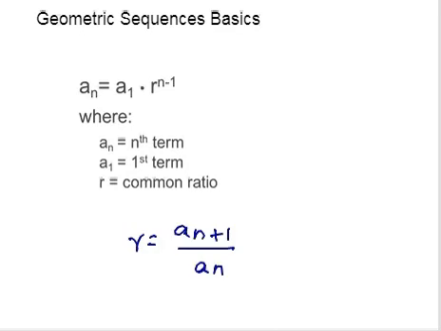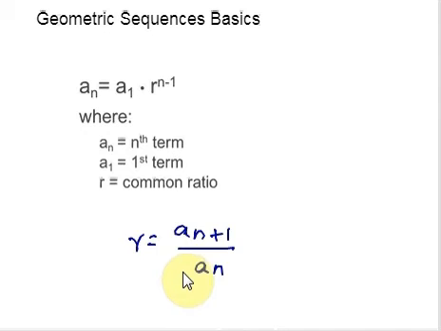Since this ratio is common to all the consecutive pairs of terms, it is called the common ratio. It is denoted by r. If the ratio between the consecutive terms is not constant, then the sequence is not geometric. So this is one way of checking whether the given sequence is geometric or not. You can check the common ratio. If it is constant, then you can say that the sequence is geometric.